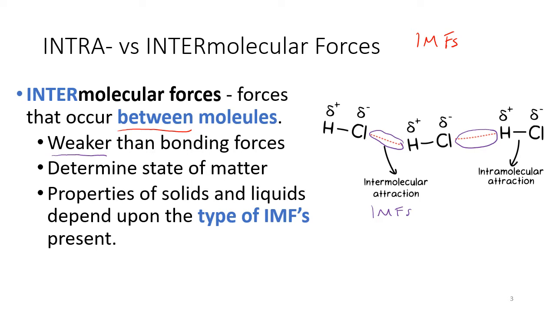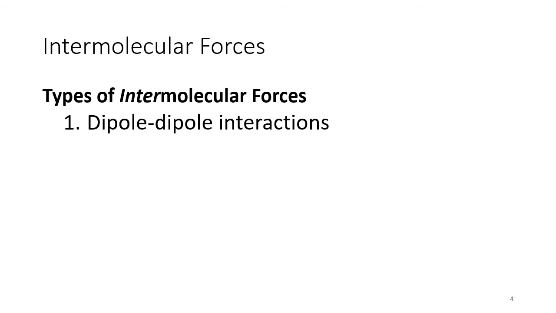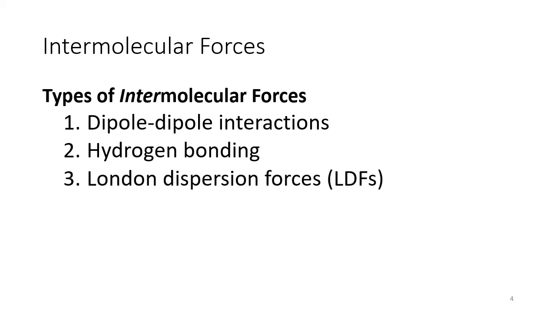They can often determine the state of matter that something occurs in. So different IMFs can determine if something ends up being a solid, liquid, or a gas. Properties of solids and liquids will depend upon the types of intermolecular forces present. There are 4 different types of intermolecular forces that we'll study in this chapter. First we'll look at dipole-dipole interactions, and then hydrogen bonding, which is a special type of dipole-dipole interaction, London dispersion forces, sometimes abbreviated LDFs, and ion-dipole forces.